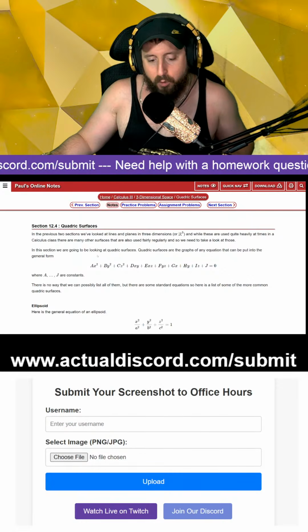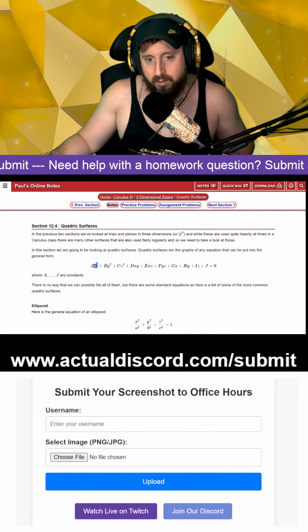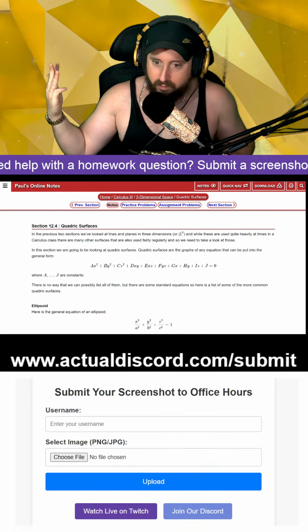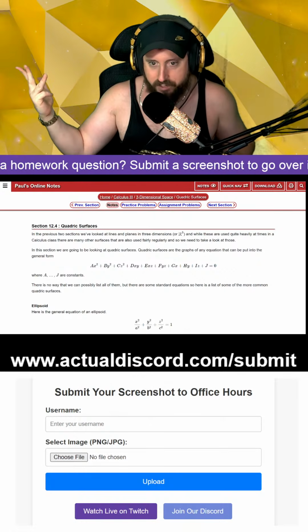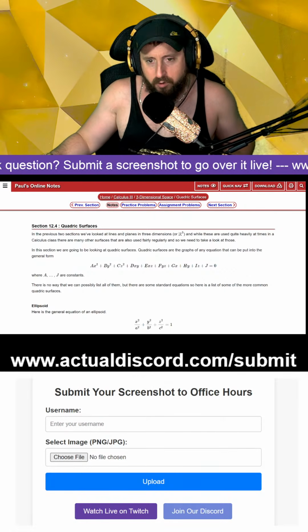So it looks like you have like a triple quadratic, right? You have a quadratic in 3 different variables. So you have a quadratic in x, a quadratic in y, and a quadratic in z. Oh, but you also have cross terms.